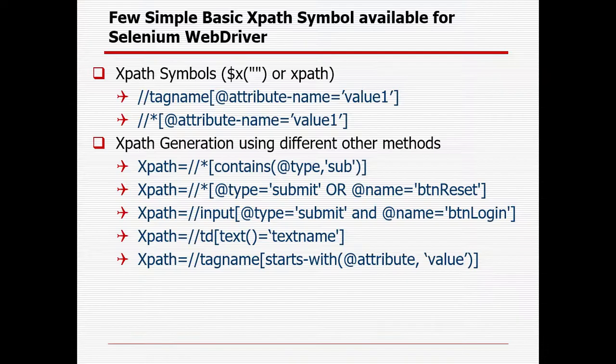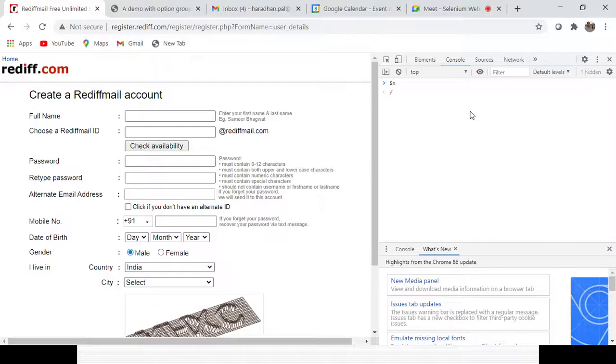Okay, that sign you need to type dollar X, then first bracket, then double quote, and then you need to give the XPath. You need to close the quote, and close the first bracket. After you enter it, you can see the length is 1, which means the XPath is fine. If you place the cursor on the input button, you can see it's highlighting. So you can verify without any tool. That is the beauty of XPath.